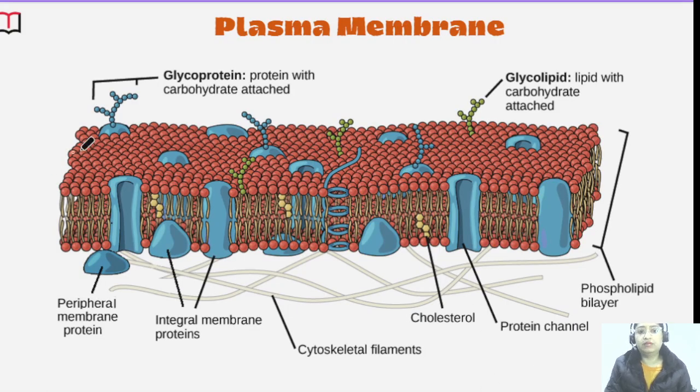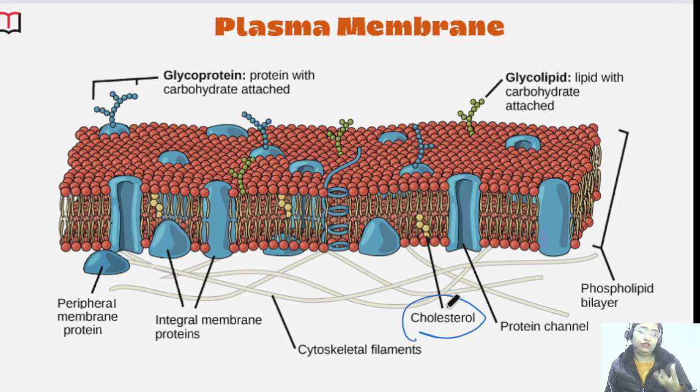One more diagram you can see here. You see cholesterol is also present. Cholesterol is not always a bad thing. Cholesterol is helpful in maintaining the stability of the plasma membrane. Because it's a fluid, flexible structure, it maintains the shape of the plasma membrane. Same for the cytoskeleton filaments; they also maintain the shape of the plasma membrane.